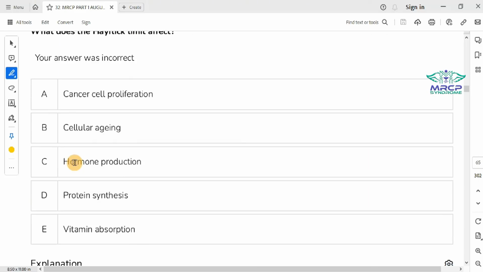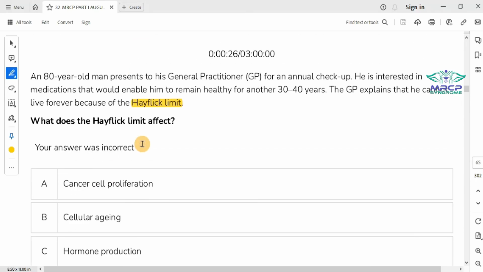And hormone production is regulated by feedback mechanisms. And protein synthesis is dependent on ribosomal function as well as mRNA translation. So with respect to the Hayflick limit, you need to know the definition: the maximum number of times a normal human somatic cell can divide. This is related to telomere shortening. It will affect cellular aging.